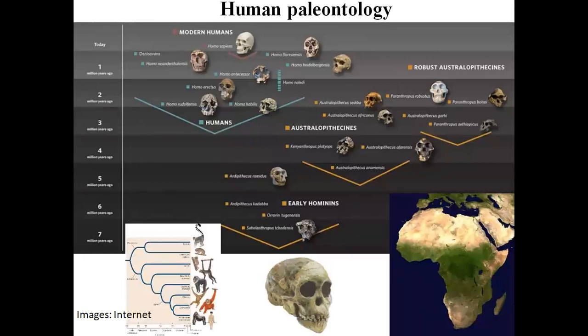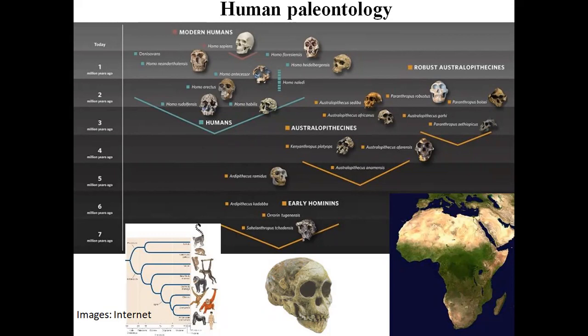We have four main groups of early humans, called hominins. The earliest hominins from about 7 million to 4 million. Then we have the Australopithecines. And I think some of you might know the famous species, Lucy. Lucy is Australopithecus afarensis. That is part of the Australopithecine group.